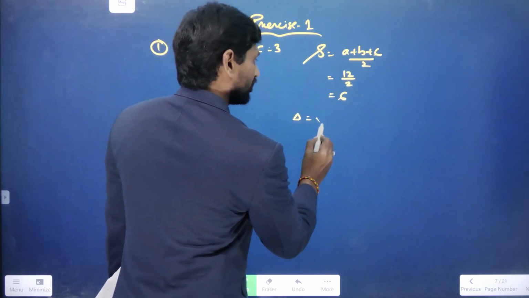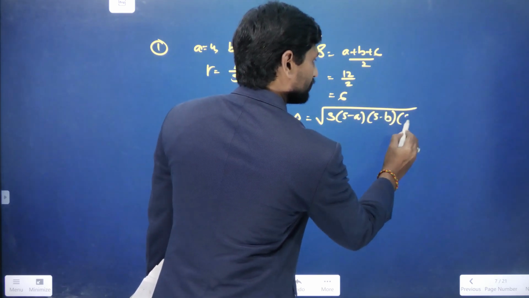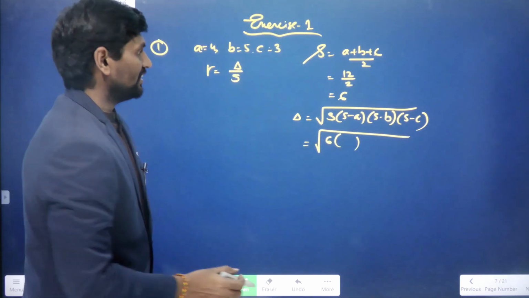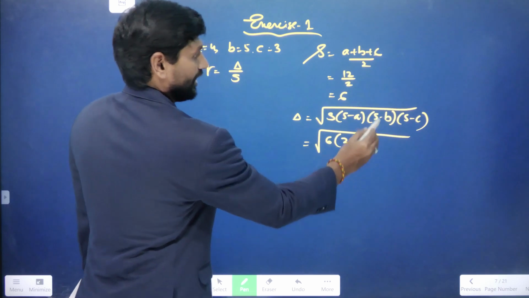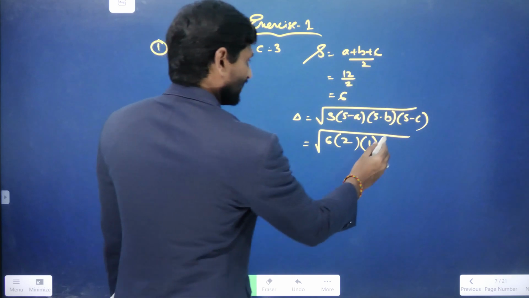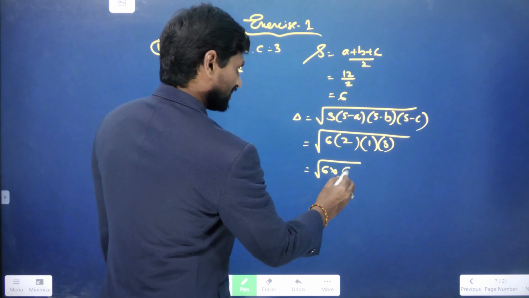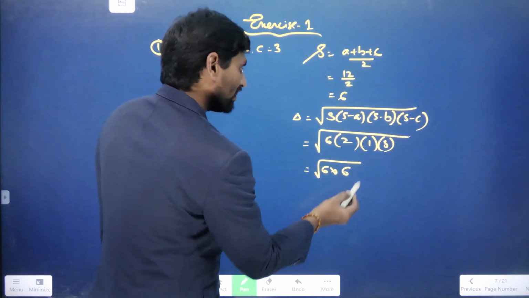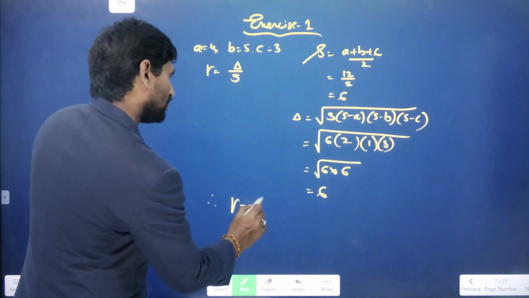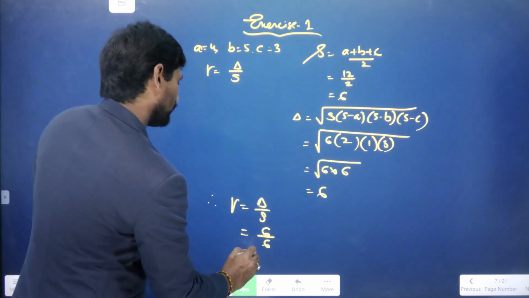Now delta is nothing but root over s into s minus a into s minus b into s minus c. So I am directly substituting the s value 6, and s minus a, that means 6 minus 4 is 2, s minus b, 6 minus 5 is 1, s minus c, 6 minus 3 is 3. That is equal to root of 6 into the remaining 2 ones are 2, 2 threes are 6. 6 into 6 is nothing but 6 square, the square root cancels, so the area of the triangle is 6. Therefore now r is equal to delta by s. The delta value is 6 and the s value is 6, therefore the radius is 1.